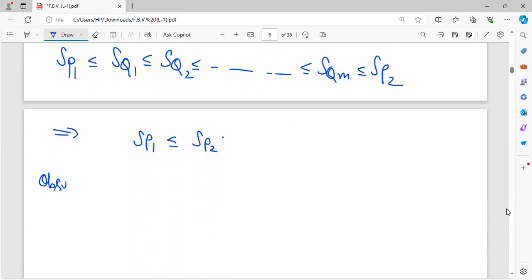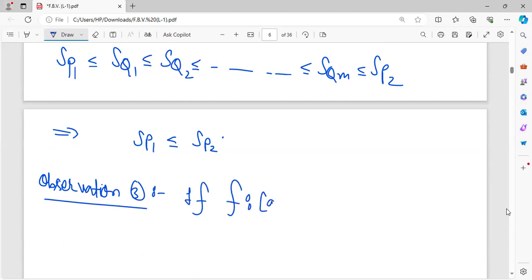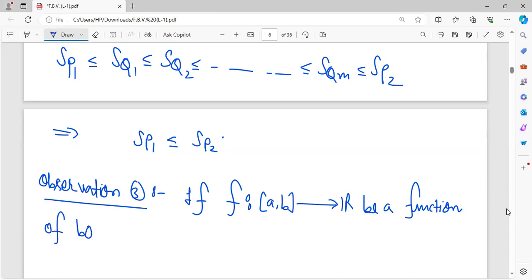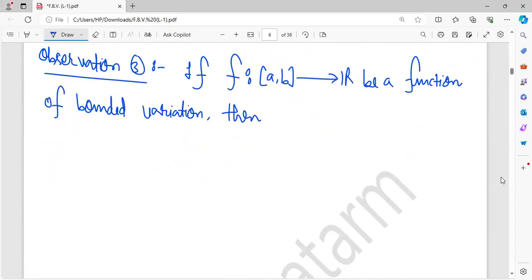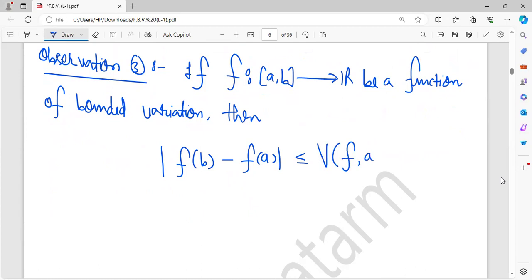Now observation 3. If f from [a, b] to R is a function of bounded variation, then |f(b) minus f(a)| is less than or equal to V(f, a, b). Let's see it's true.